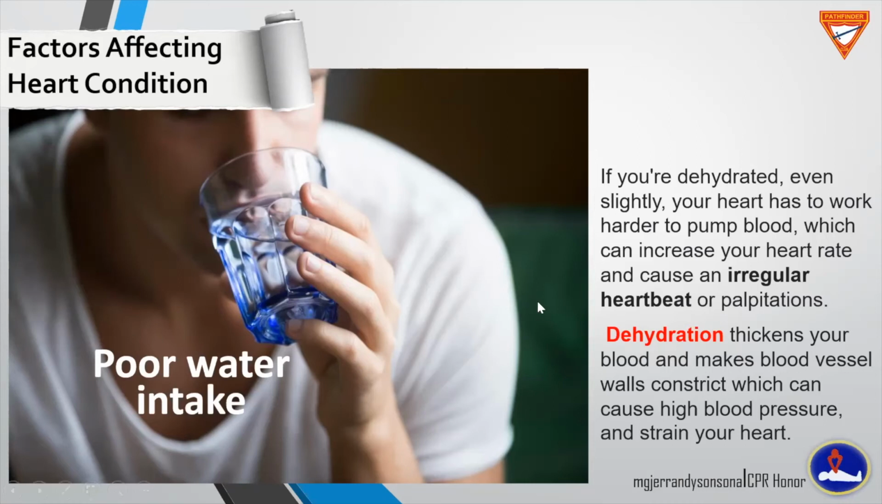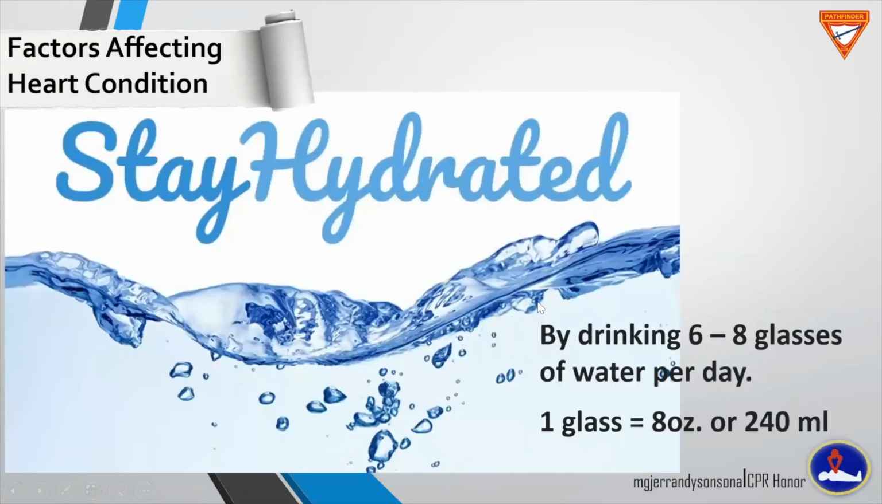So again, what should we do? Stay hydrated. Drink a lot of water every day. The recommended amount of water every day, how much water do we drink? Six to eight glasses. What size of glass do we have in the house? Small glasses of water. One glass is equivalent to 8 ounces or 240 ml.